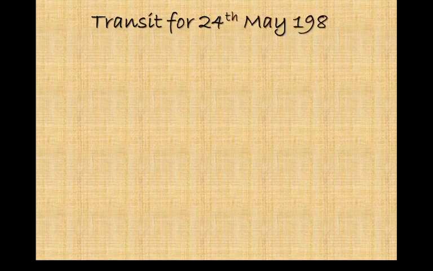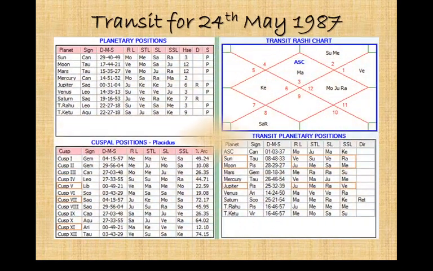So let's also study the transit for 24th May 1987 to check if transit on that very day supported marriage or not. On that very day, this is the transit for all the planets. We have to focus on Jupiter, Sun and Moon, because Jupiter is connected to year of event, Sun is connected to month of event, and Moon is connected to day of event. So let's begin with Jupiter.